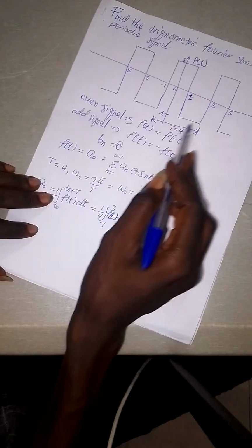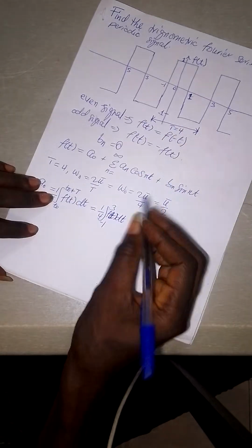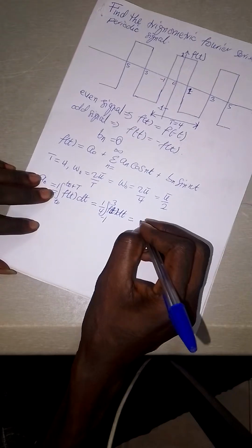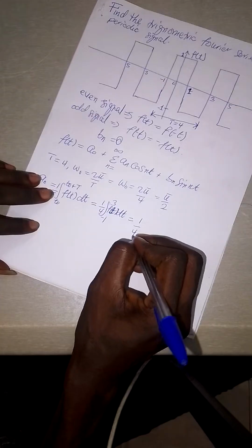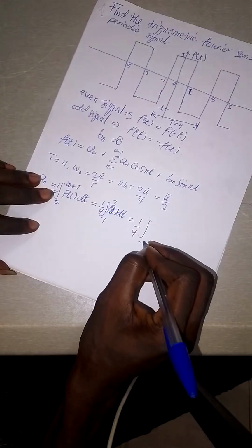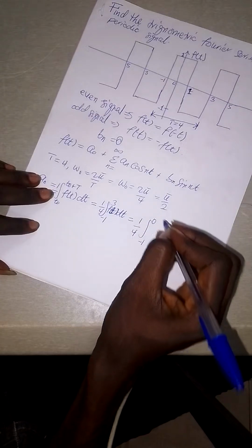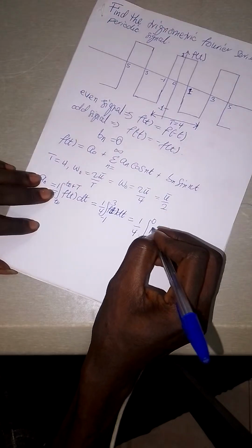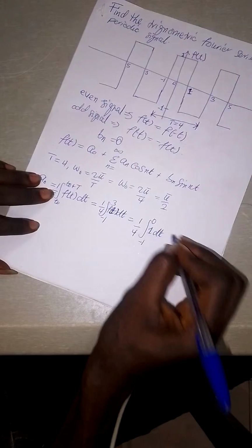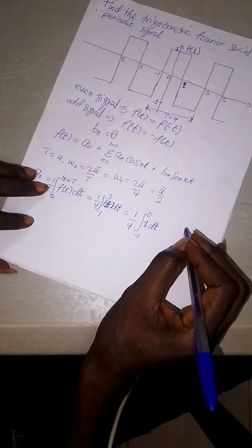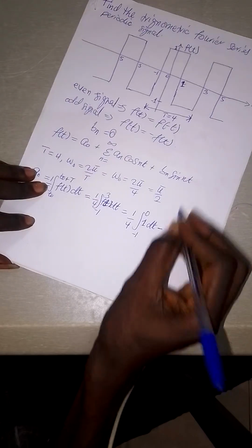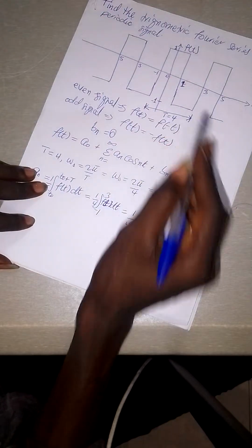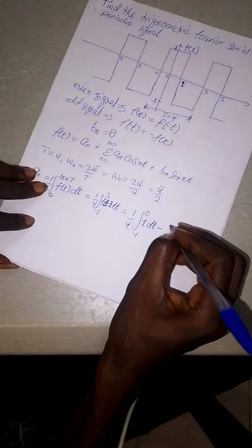1 to 3, the value is -1. Okay. So that means that this signal will have to be broken down into 1 over 4 integral -1 to 0. Okay. Here the value is 1 dt. Okay. So minus, because you see that in this place the value is 1. Here the value is -1. So I'll bring this minus first.